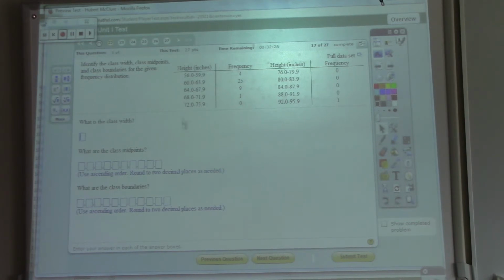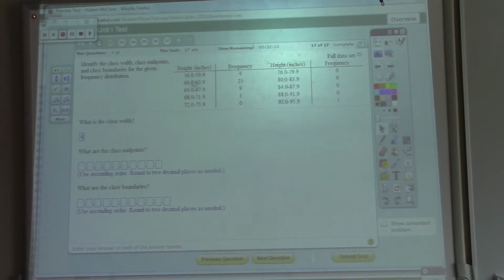Let's go ahead and find the class width. What is the class width? Nope, 5. Nope. Oh, you're right, 4. I was thinking 54 and 60. I'm sorry, you're right, 4. I thought that was 54. I'm not going to do the rest of it.